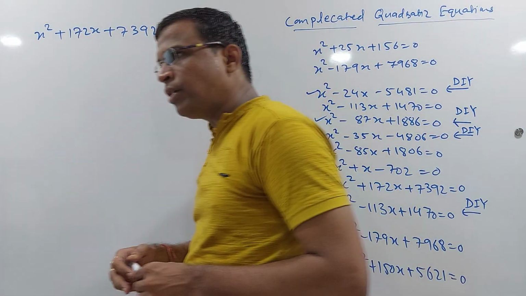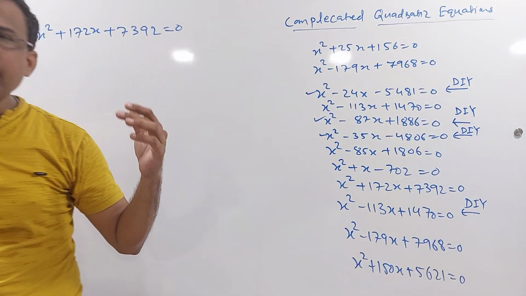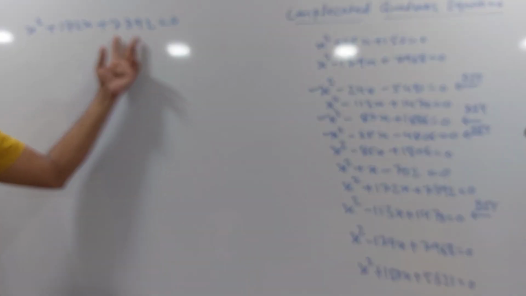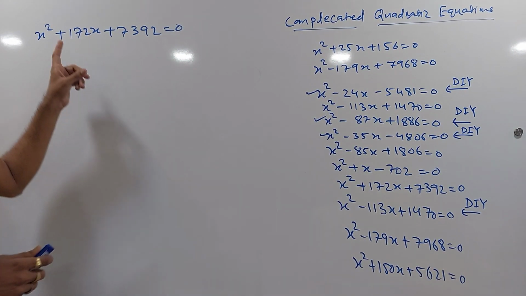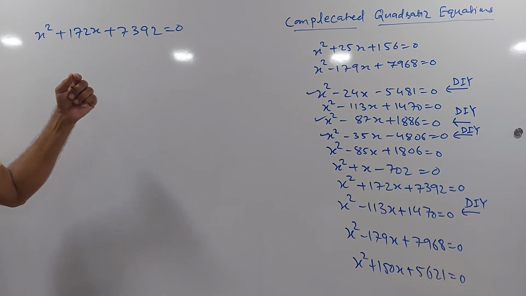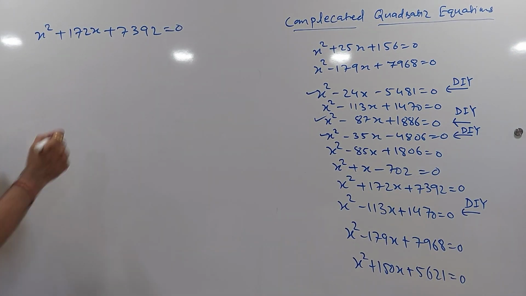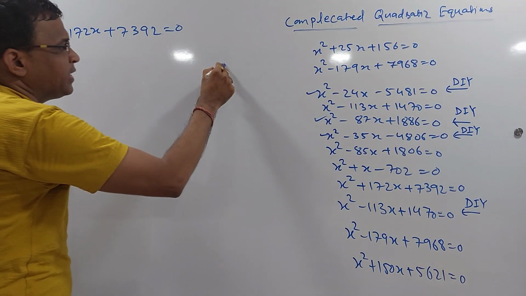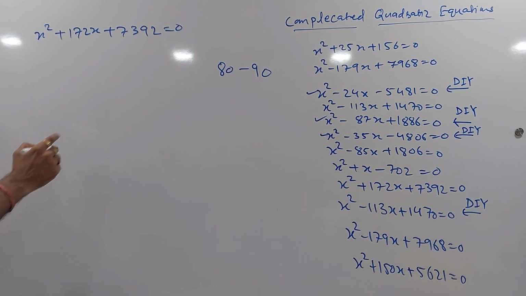Now 7392, closer perfect square. 80 square is 6400, 90 square is 8100. So I have to focus in between 80 and 90. Their sum will be closer to this. So I got my clue. So I need to focus between 80 and 90. That is for sure. Now combination.